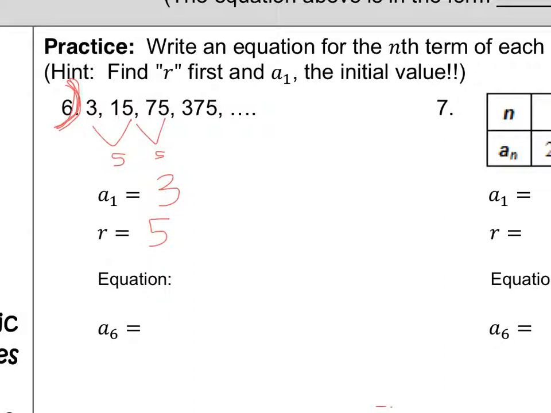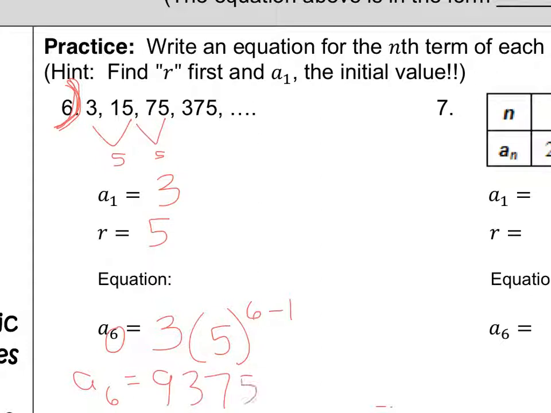Now it's asked me to write an equation for the 6th term. The reason I know it's a 6th term is because they put that little sub 6 there at the bottom. So my equation is the first term times the ratio raised to the power of n, which is 6, minus 1. So when I put that in my calculator, I come out with my 6th term is 9,375. That's the 6th term in this particular sequence.